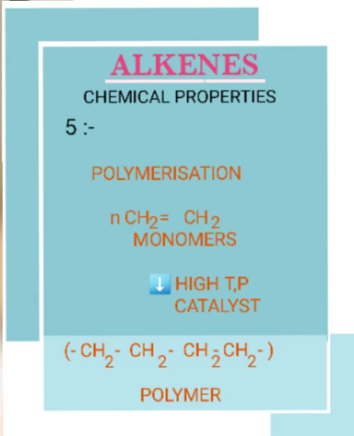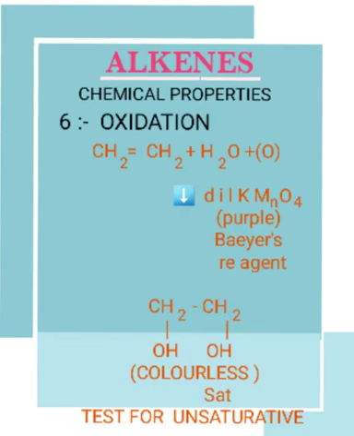Next reaction, polymerization. Alkenes, which are small molecules called monomers, in the presence of high temperature, pressure and catalyst add on, that is, the double bond breaks and the molecules join to each other by single bonds to form large molecules called polymers. Ethene will thus form polythene.